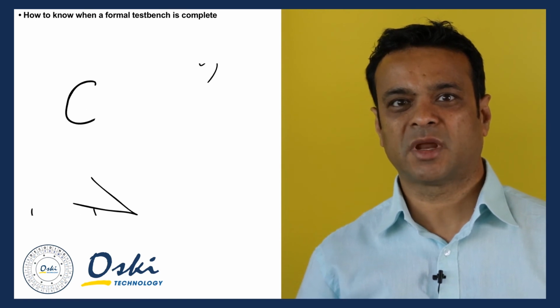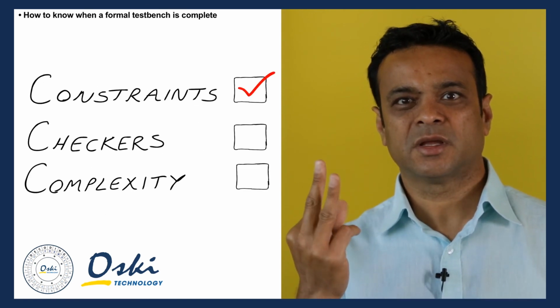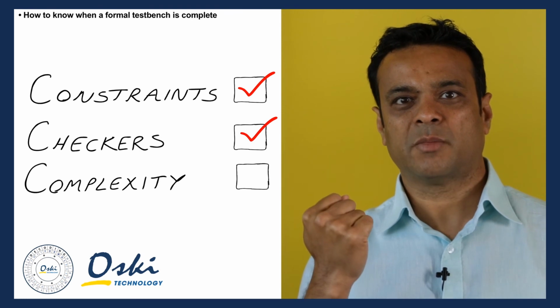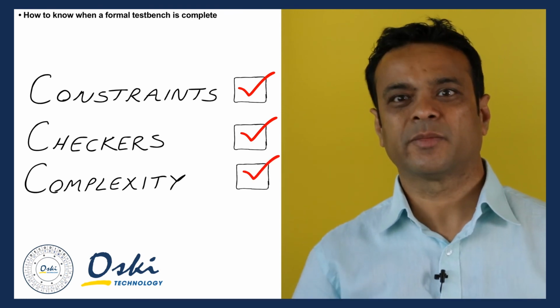So again, coming back, there were three things you want to look at: your constraints, your checkers, and your proof bounds, which is complexity. Thank you.